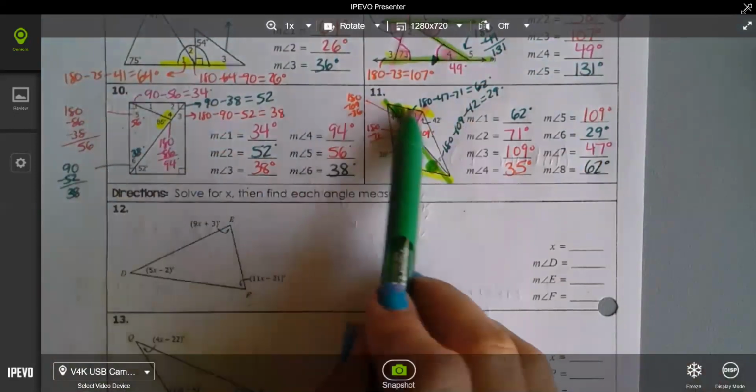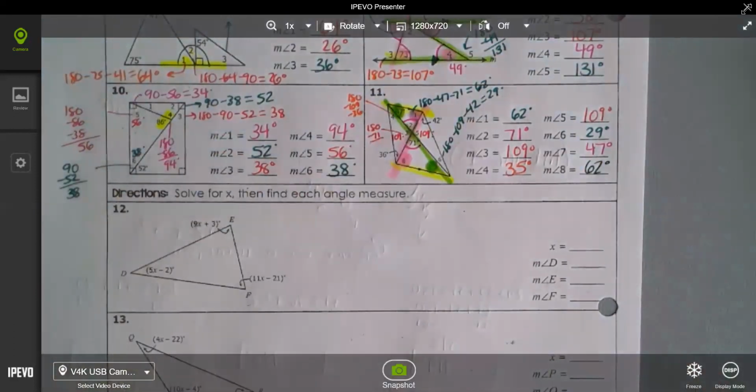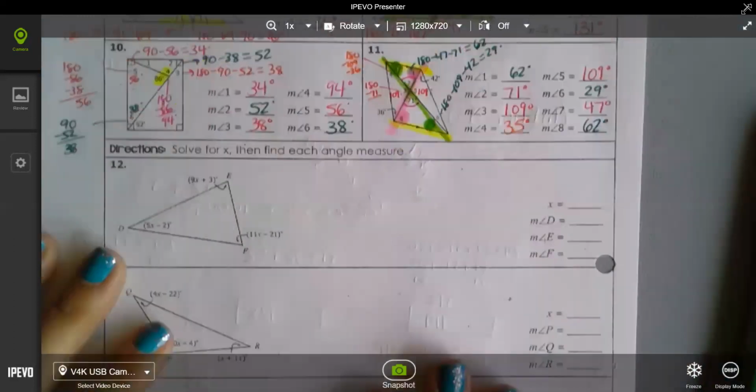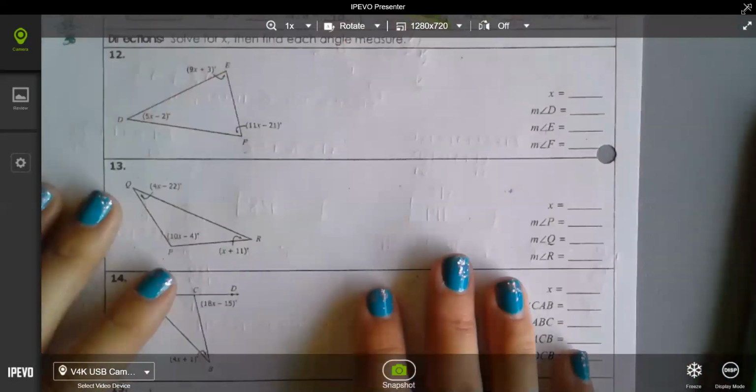Students probably struggle the most with parallel lines. Typically, if they give you parallel lines, you are going to be using them.